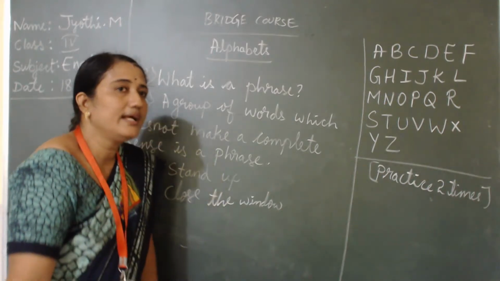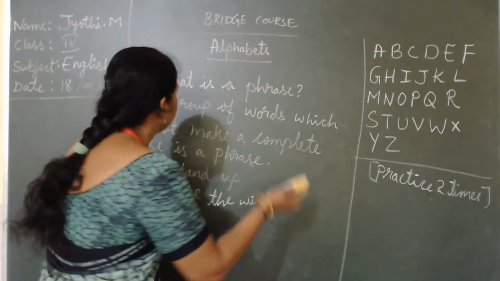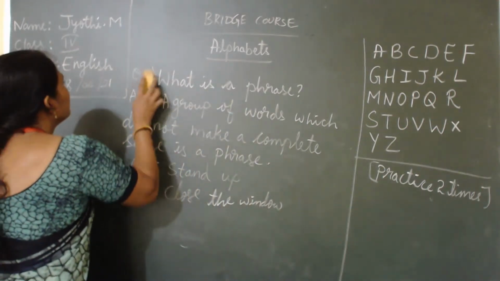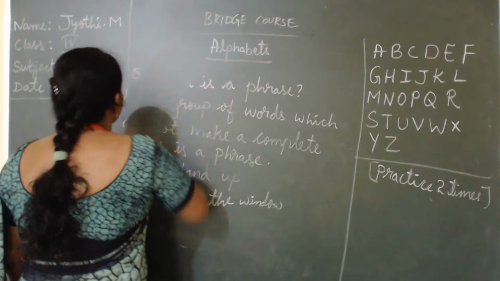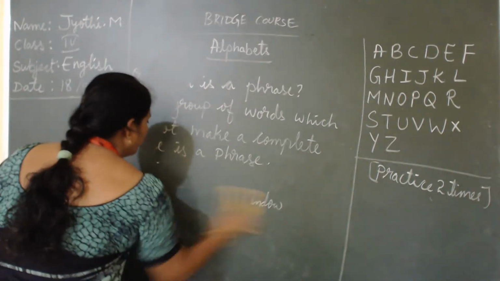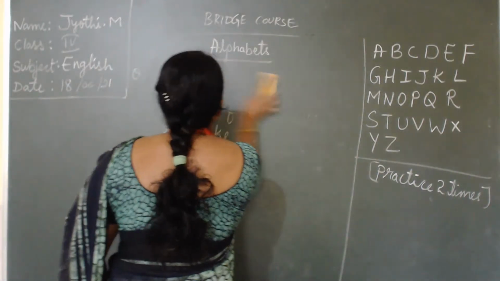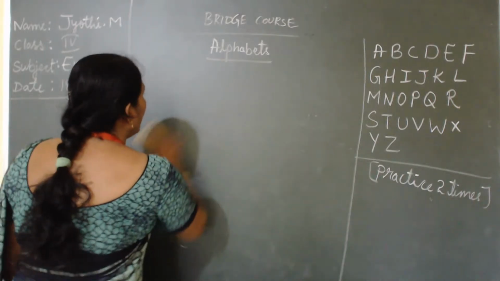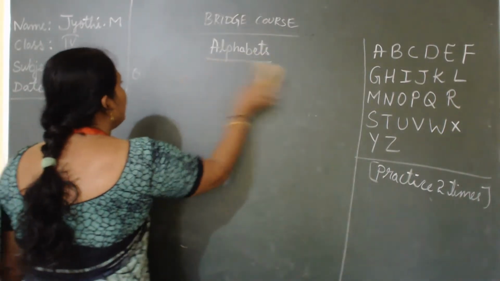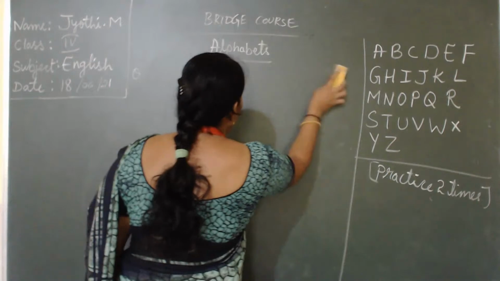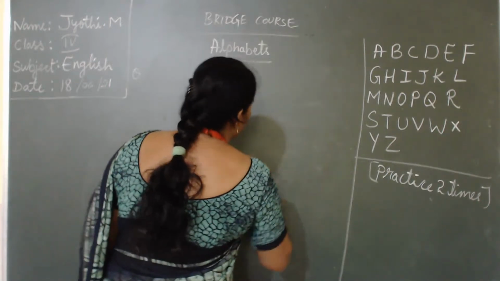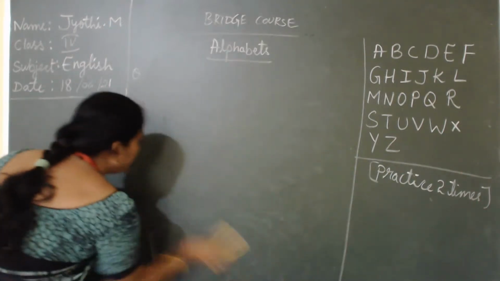Now let us go to the third part of the class today. With the help of these 26 alphabets which I have written here, we will form a word, we will form the phrase, we will form the sentence.